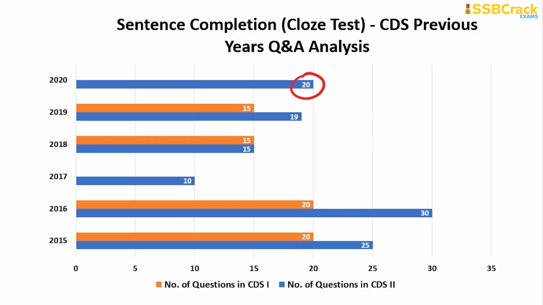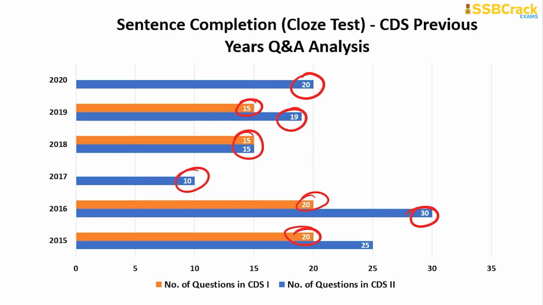Right? No questions came from closed test in series 1 2020, but 15 questions came in series 1 2019 and 19 questions in series 2 2019. 15 questions came in both series 1 and 2 2018. In 2017 series 1, no question came from closed test, but 10 questions came from closed test in series 2 2017. In 2016, 20 questions came in series 1, and in 2016 series 2, 30 questions came from closed test.